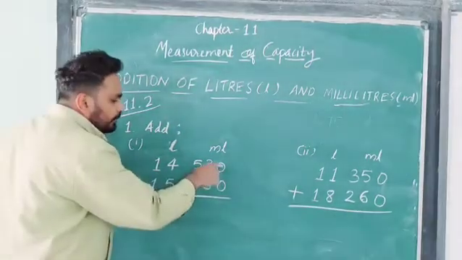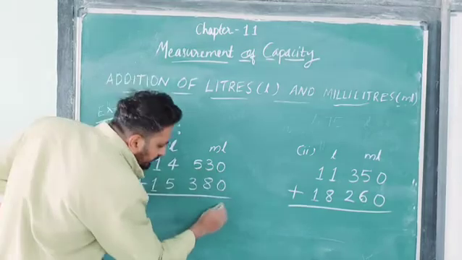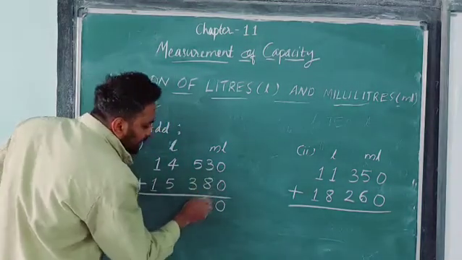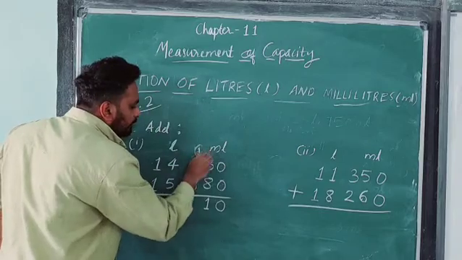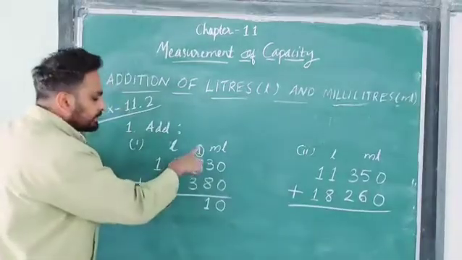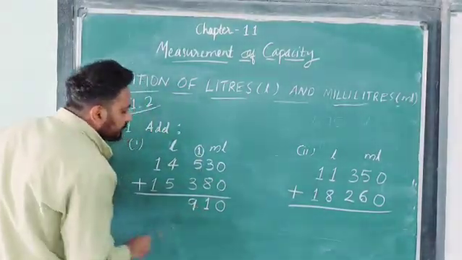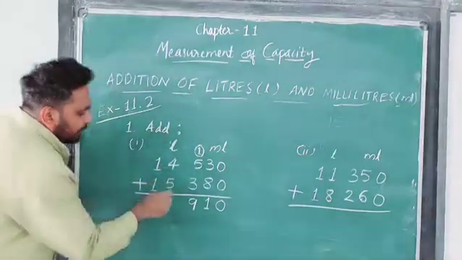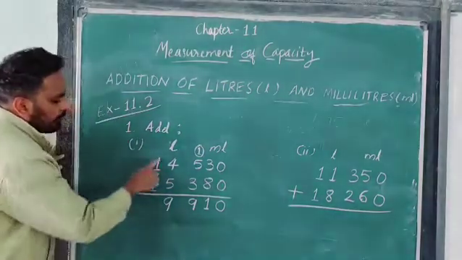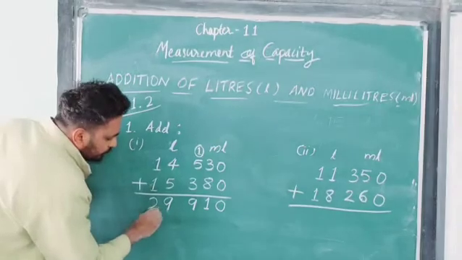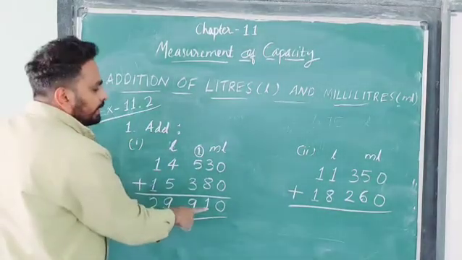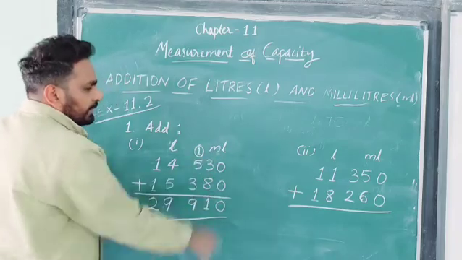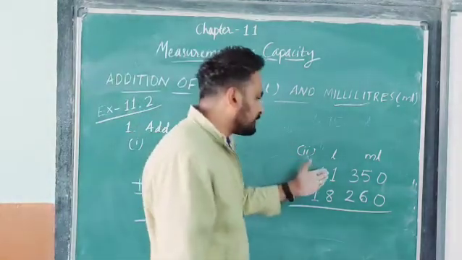So let us start from the milliliter column. 0 plus 0 is 0. 3 plus 8 is 11. 1 is carried forward to the next column. 5 plus 1 is 6. 6 plus 3 is 9. Next 4 plus 5 is 9. 1 plus 1 is 2. Answer is 29 liters 910 milliliters. So next question, question number 2.